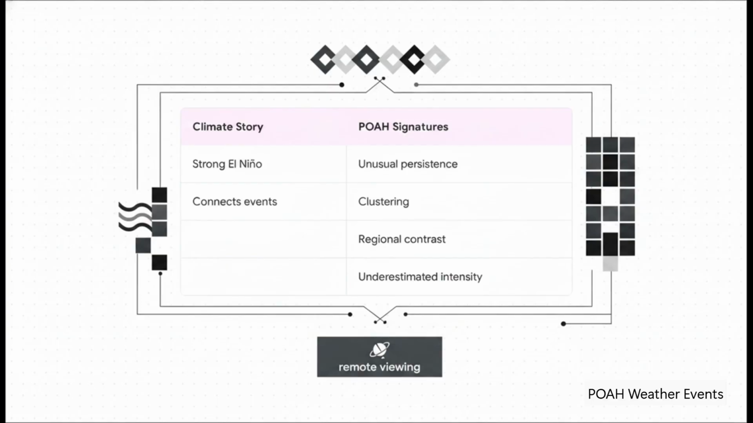This brings us to the wider context. The overarching climate story connecting all three of these events might just be recorded as a strong or very strong El Niño background driver. But the true POAH-specific weather signatures that we're hunting for are unusual persistence, tight clustering, stark regional contrast, and a totally underestimated intensity by standard forecasting models.